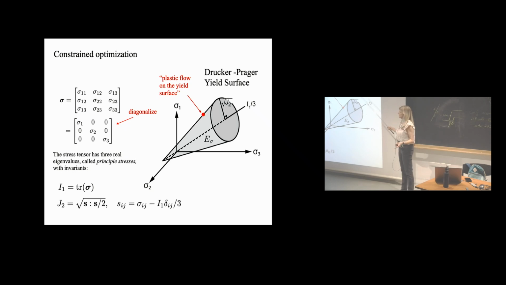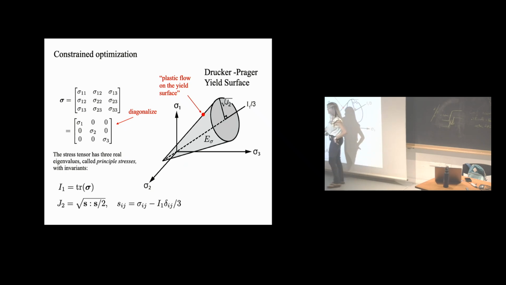Yihe showed another model on Monday. This is a model for soils, and it basically gives you a constrained optimization problem. You have some stress tensor, and you can diagonalize it. It has 3 real eigenvalues called principal stresses. If you put those principal stresses on your axes here, you can plot the yield surface of the Drucker-Prager rule.